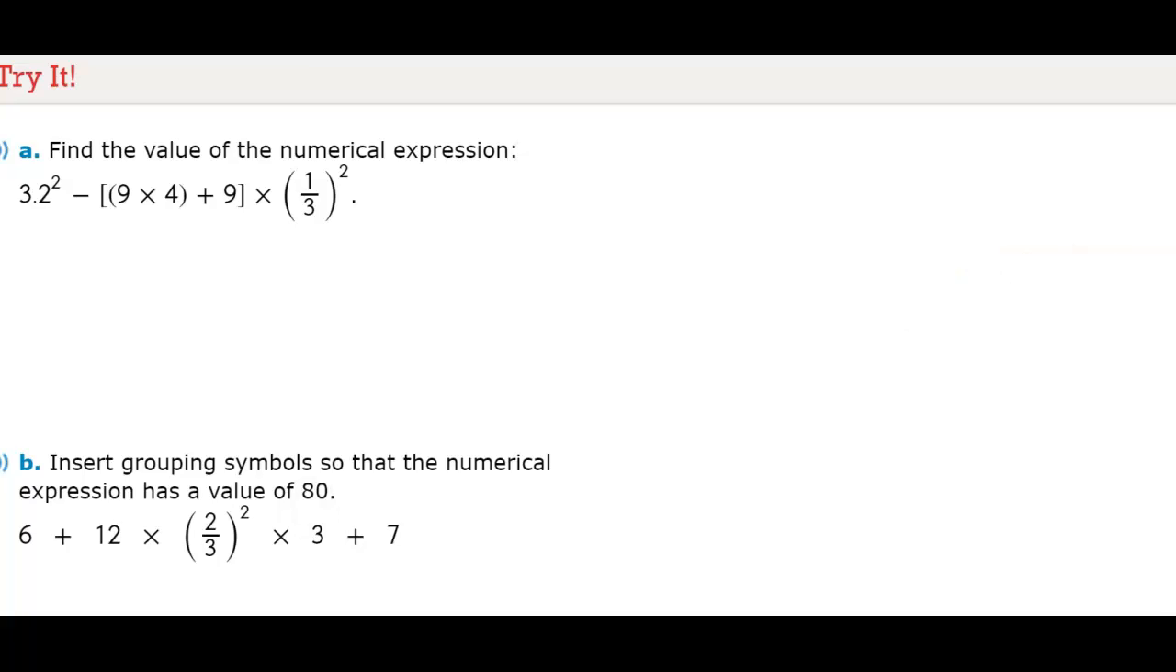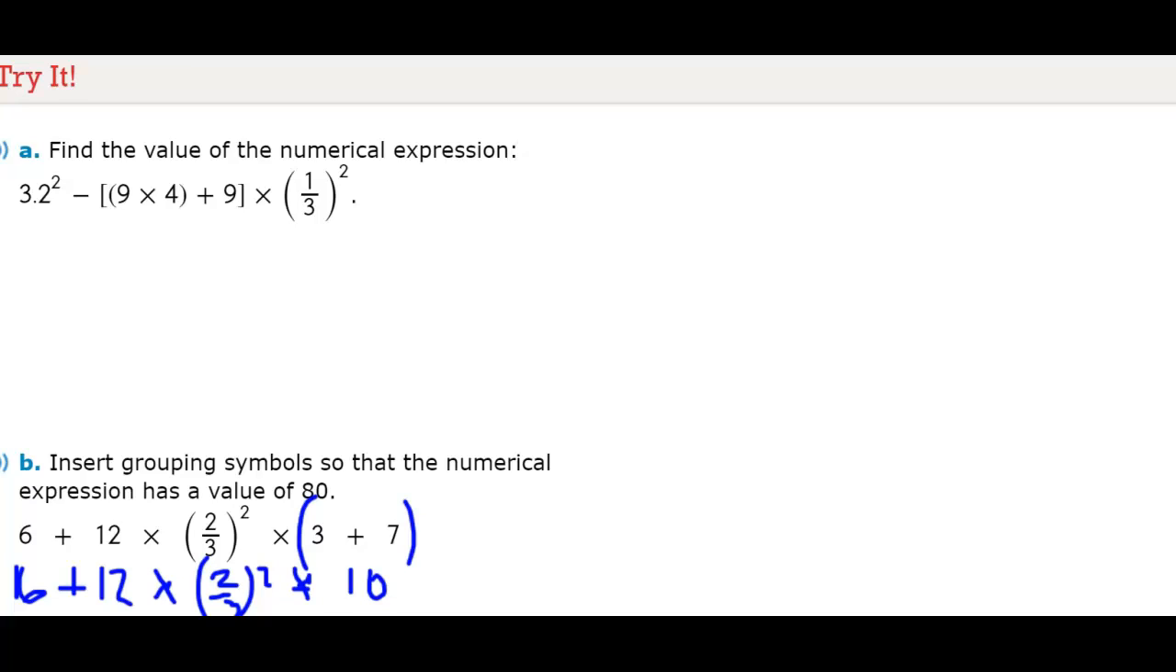Let's do 3 plus 7. So I put my grouping there. So now I have to evaluate it. So 3 plus 7 has to be done first. So 3 plus 7 is equal to 10. And then we have multiplied by 2/3 to the power of 2 times 12 plus 6 is left.